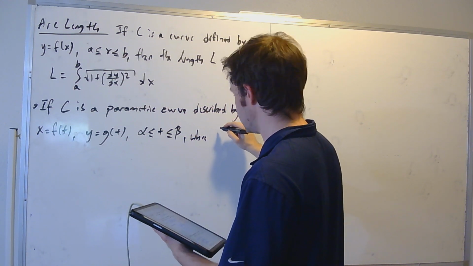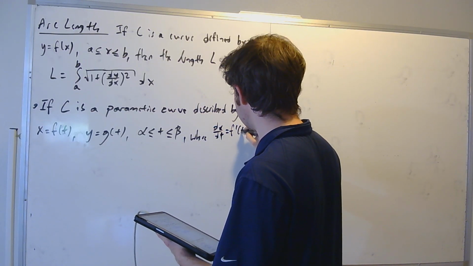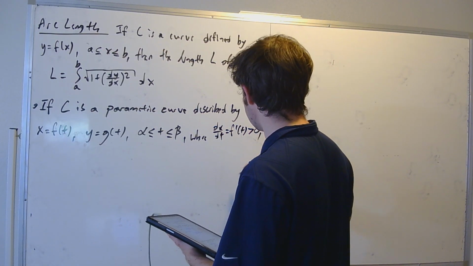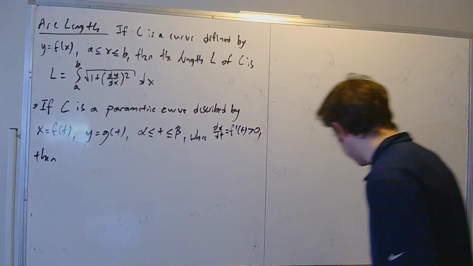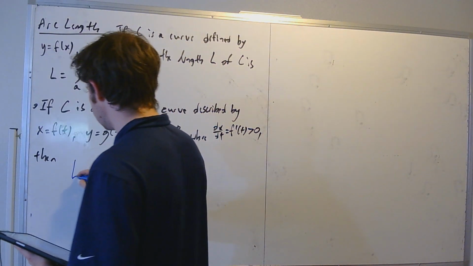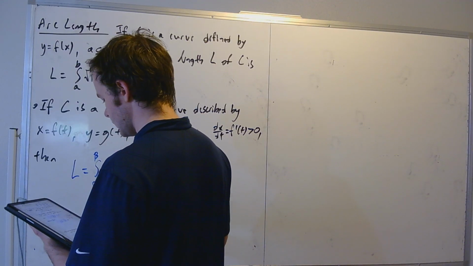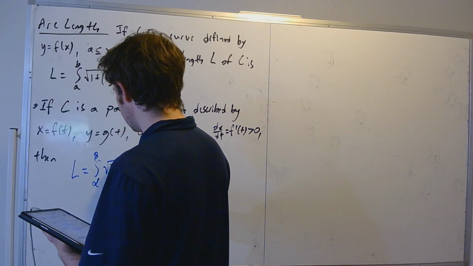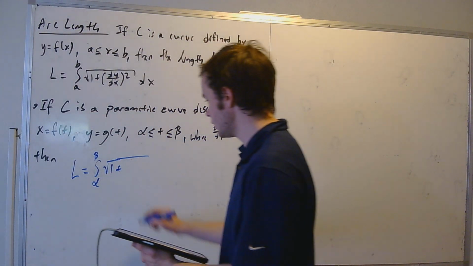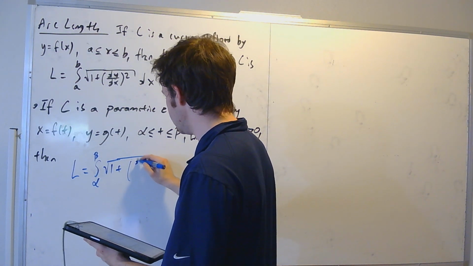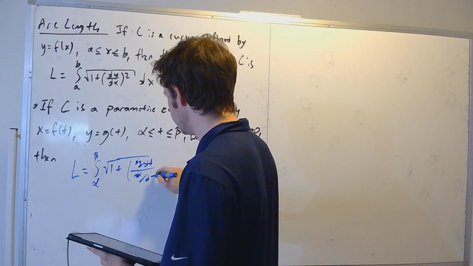where dx by dt equals f prime of t is strictly greater than 0, then our equation is going to be L equals the integral from alpha to beta of the square root of 1 plus, well, we had a way of finding dy by dx, so plugging in our formula for that, we had dy by dt over dx by dt.